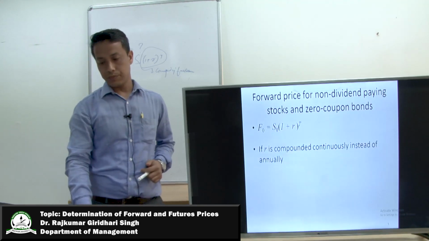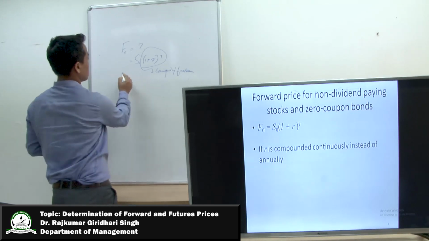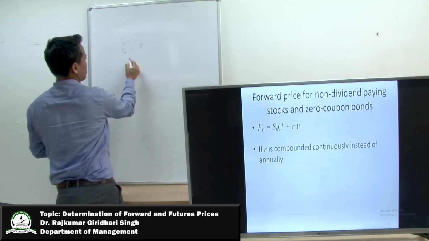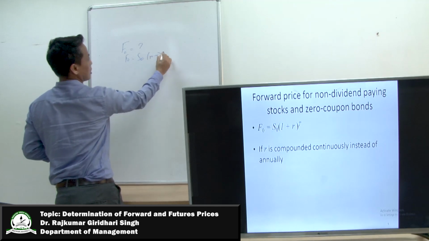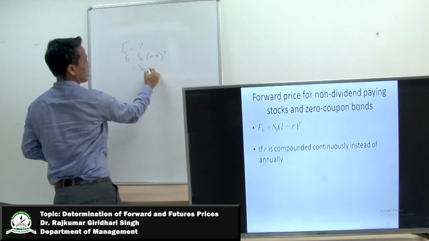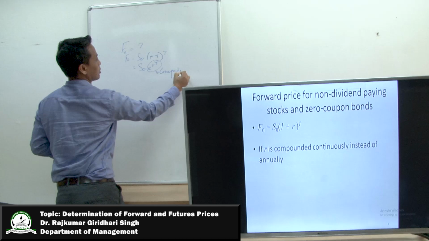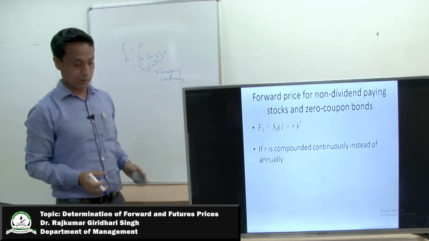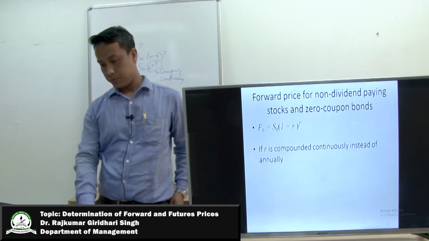So when we go further, when r is compounded continuously, this changes to a new formula. Instead of F naught equal to S naught (1 plus r) to the power T, it is replaced with e to the power rT. So this is what we call continuous compounding. This is the very basis of how we derive the formula for forward prices.